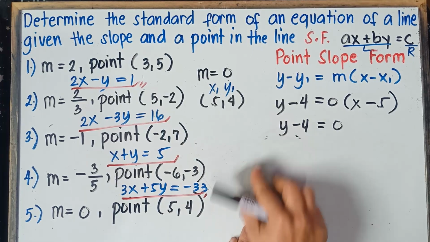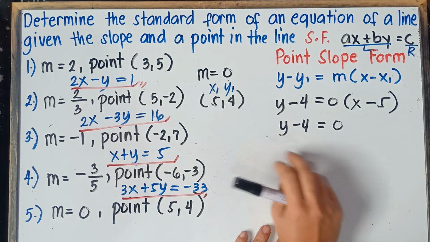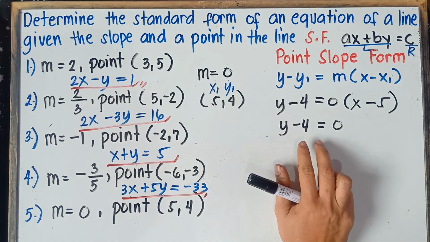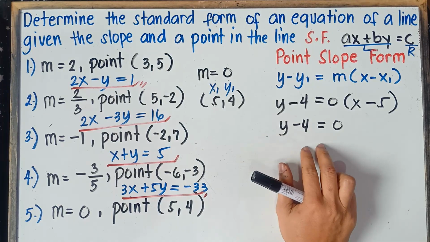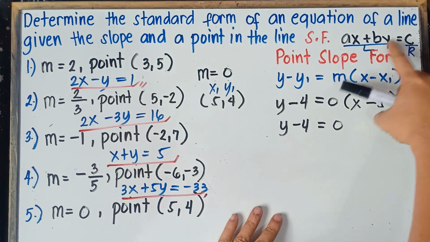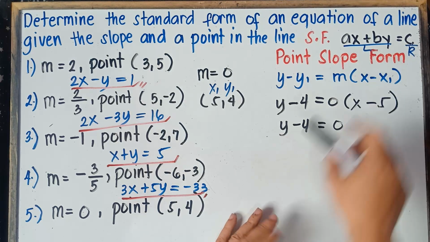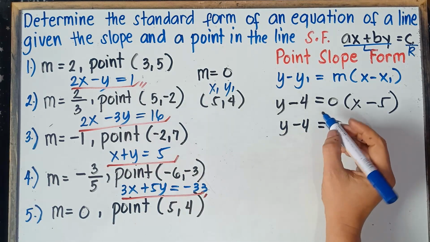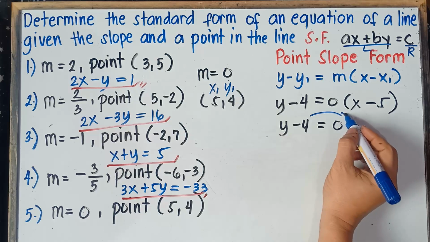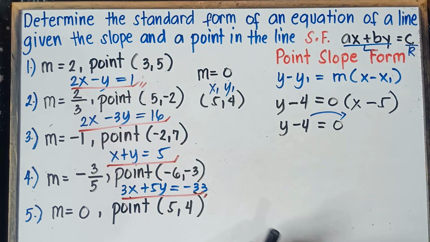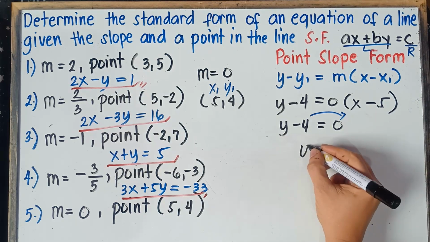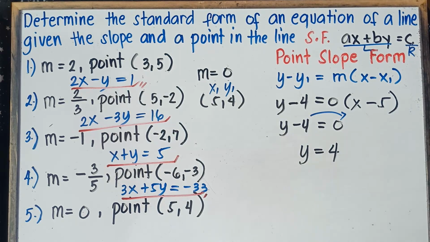Alright, now question class, is this our final answer? Nope, this is not yet our final answer class. Once again class, in the standard form, the number is on the right side of the equal sign. So therefore class, we need to transpose 4. Transpose 4 from left to right. Once we transfer, we change the sign. So our final answer, that would be y equals positive 4.